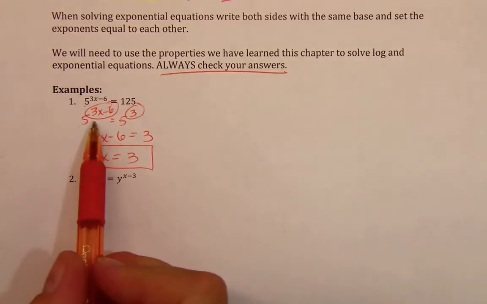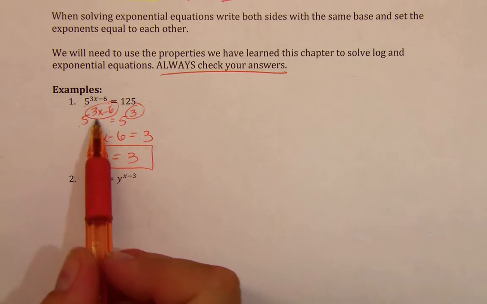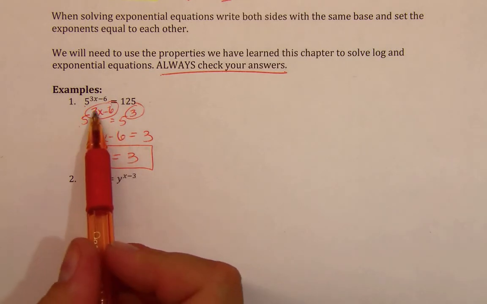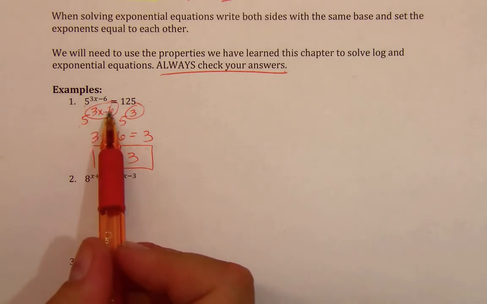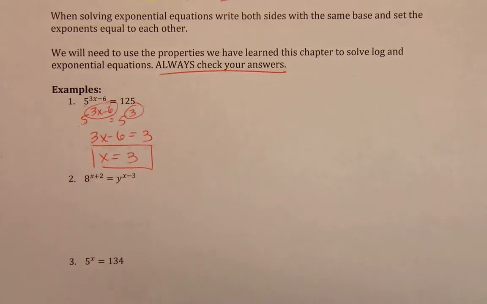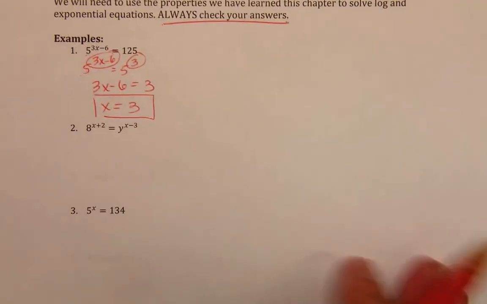If I plug it in, let's check and make sure that it works. Plugging in 3, we have 3 times 3 is 9, minus 6 is 3, 5 to the third power is equal to 5 to the third power. So that one works out.